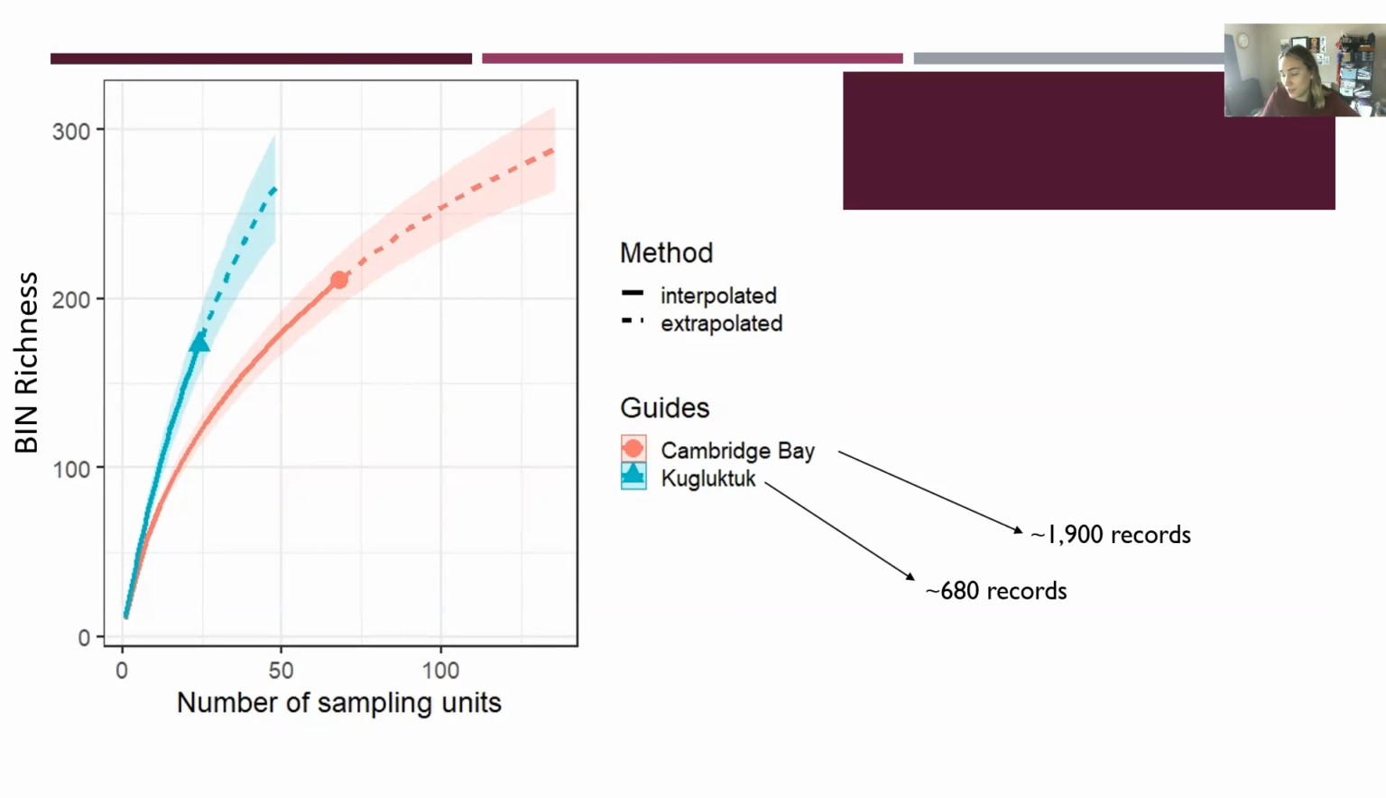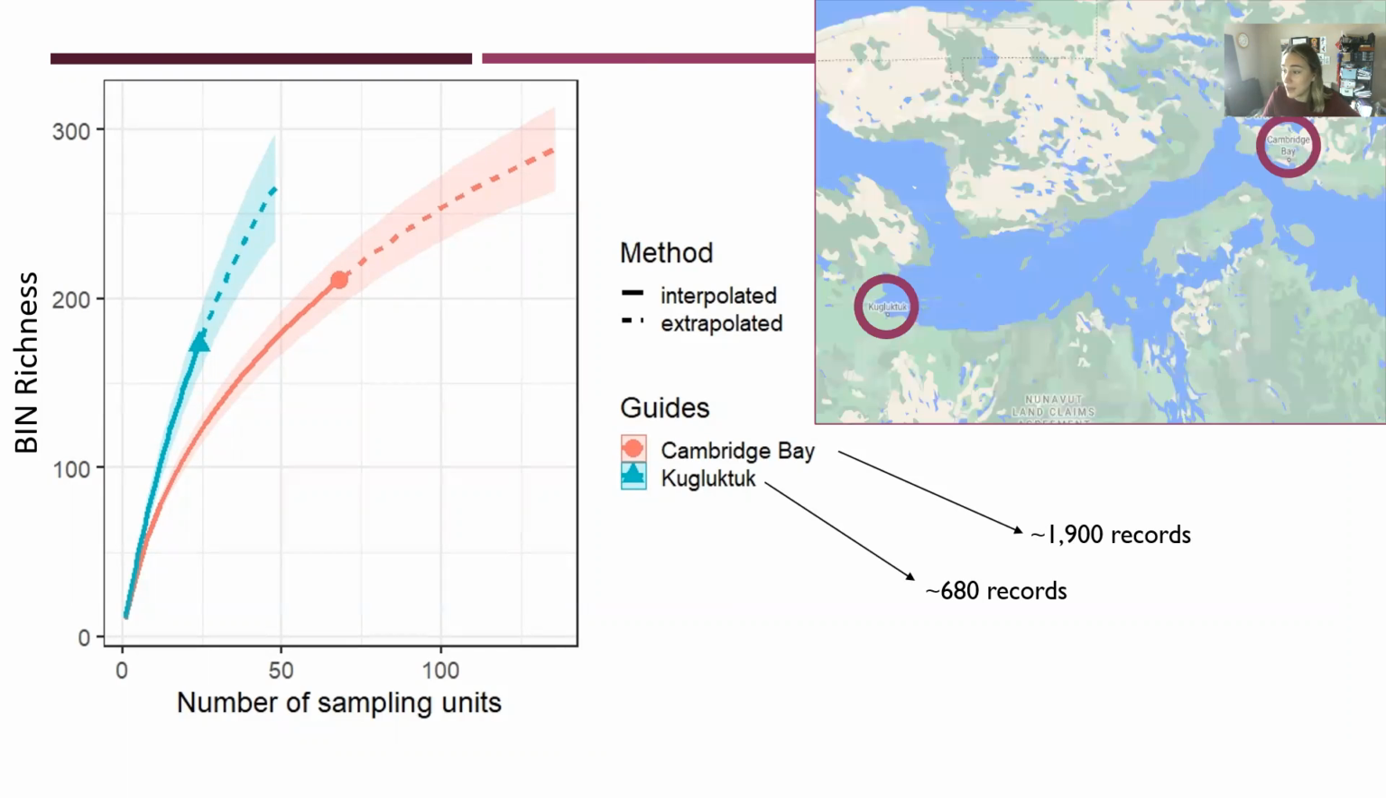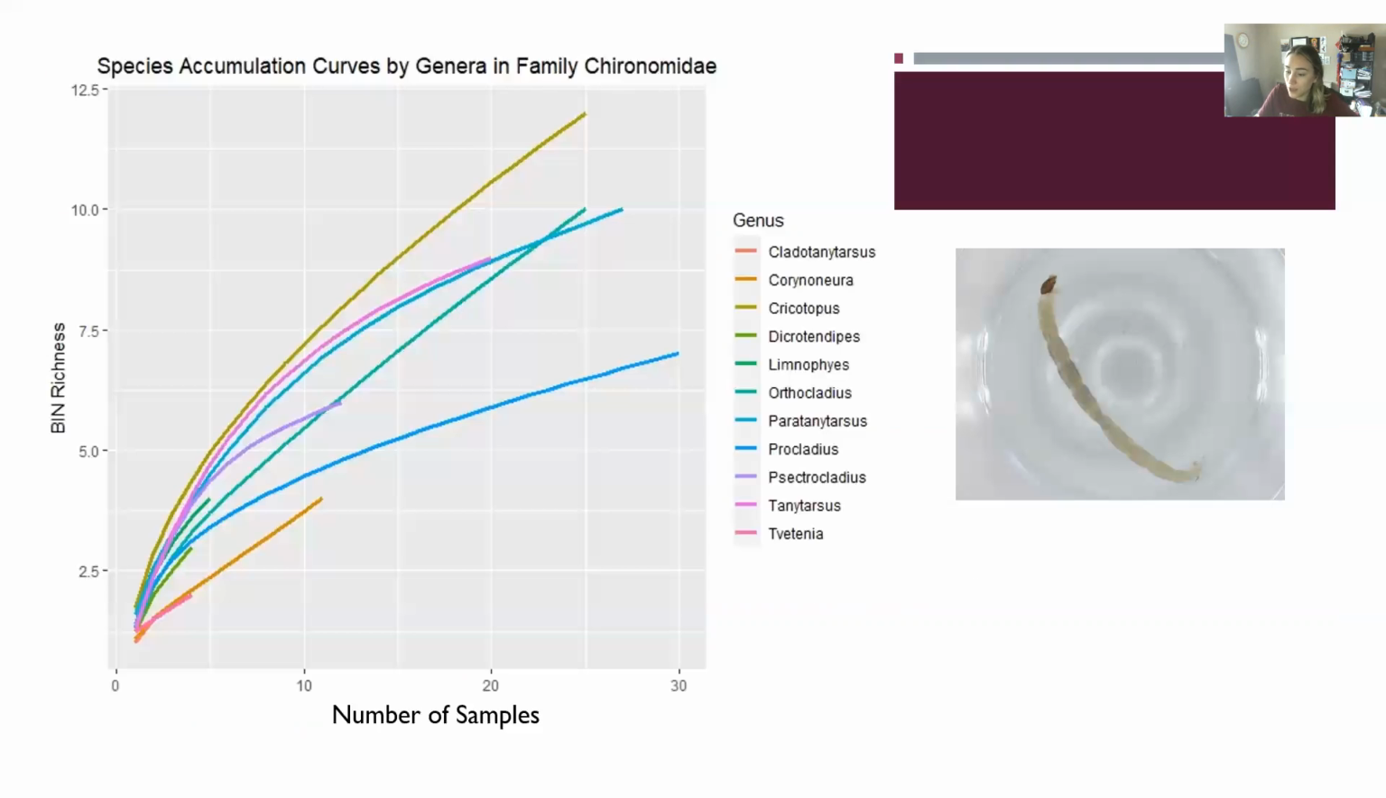And it is useful to say that Cambridge Bay on this figure only has about 2,000 records. So the additional 4,000 I'm adding from this field season will be a huge help. And just for reference, Cambridge Bay is on an island and the other community on this figure, Kugluktuk, is on the mainland. This is another tool that I use to assess sampling completeness.